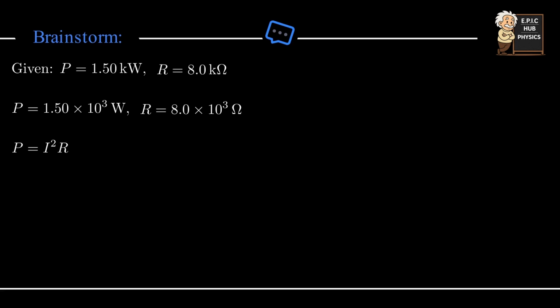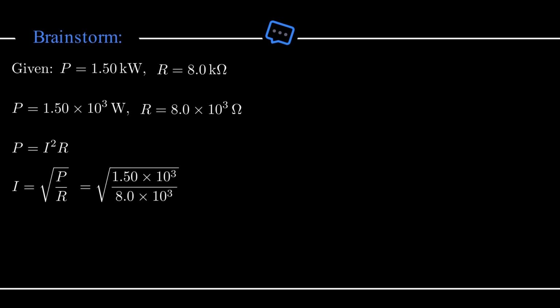Next, we rearrange this equation to make current the subject. Dividing both sides by the resistance gives current squared equals power divided by resistance. Taking the square root of both sides then gives current equals the square root of power divided by resistance. Now we substitute the values into this expression. The current equals the square root of 1.50 times 10 to the power of 3, divided by 8.0 times 10 to the power of 3.